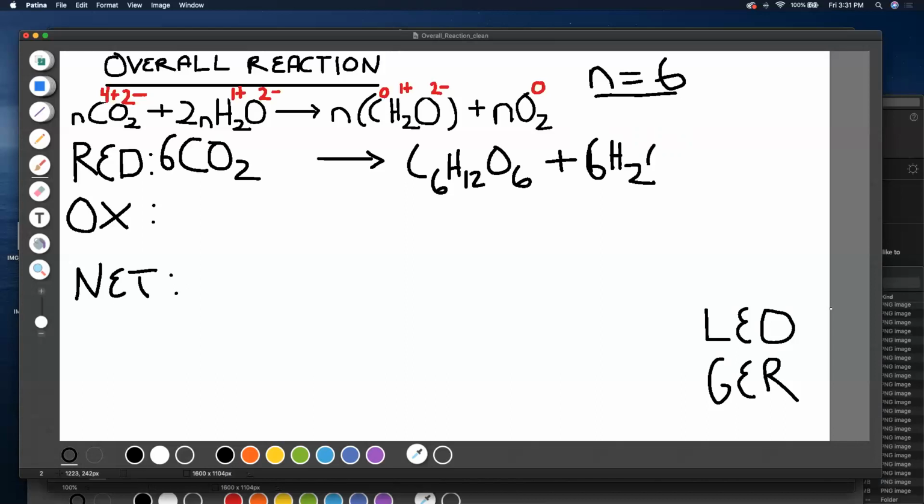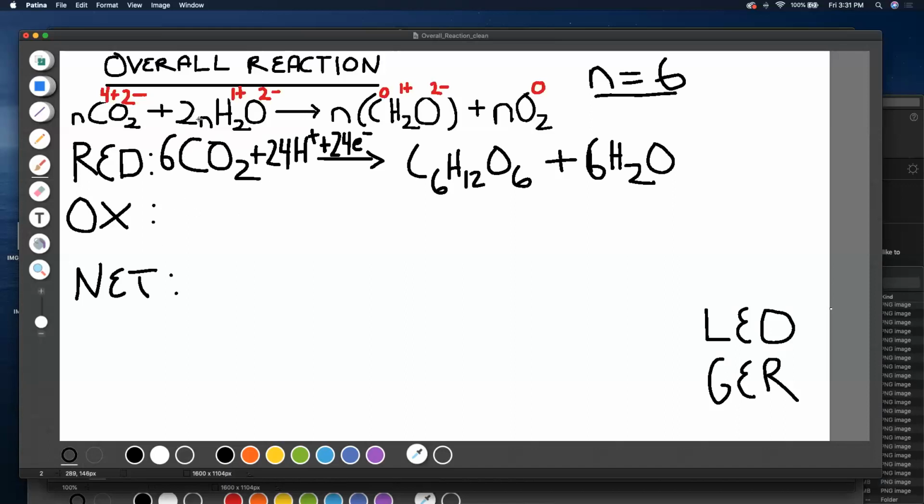So we add 6 water over here. So now we have 6 carbon, 24 hydrogens, and 12 oxygens. So now we add the hydrogens on this side to balance the atoms, and you add the electrons as well to balance the charges. So we're good up here.